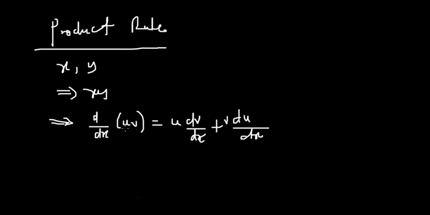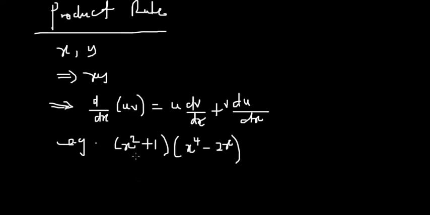You keep u, and then you differentiate v with respect to x, and then after that you add it to when you keep v, and then you differentiate u with respect to x. So let's take an example. This is a simple example. This is the product rule. This is where we'll be implementing the product rule.